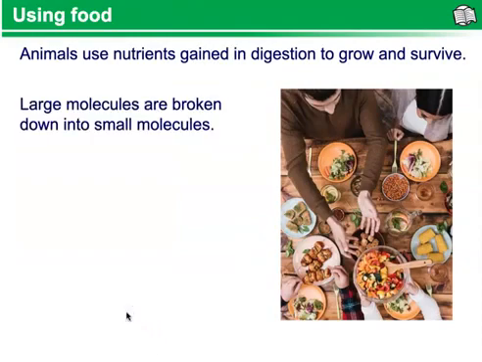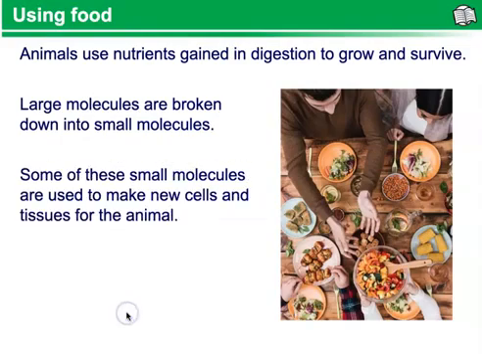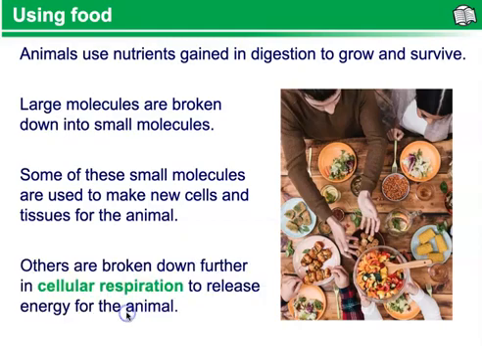Animals use nutrients gained in digestion to grow and survive. Large molecules are broken down into small molecules. Some of these small molecules are used to make new cells and tissues for the animal. Others are broken down further in cellular respiration to release energy for the animal.